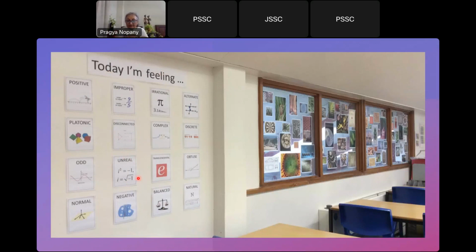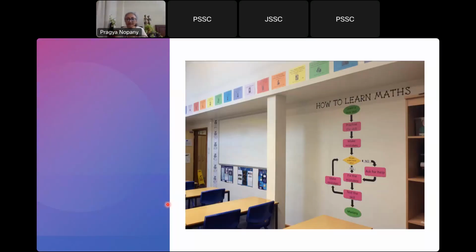Today I am feeling unreal. So you see here you have iota equal to under root minus 1. Balanced, I'm feeling balanced. So they're showing a balance equation in the two pans of balance, right? So this is the beautiful wall display.